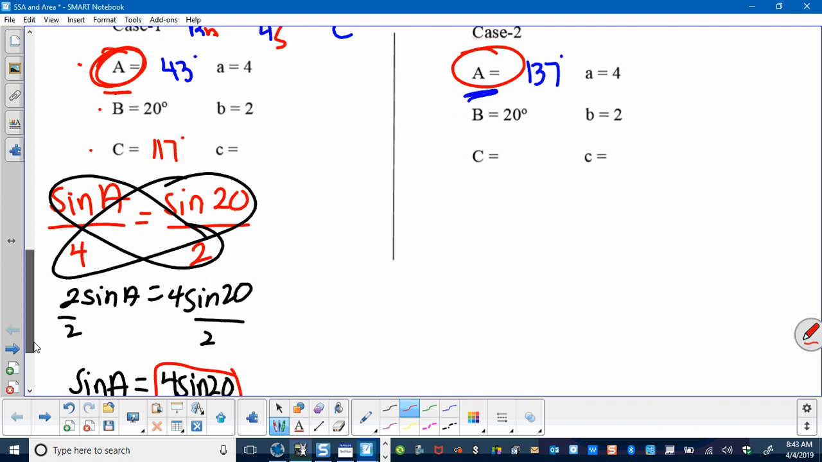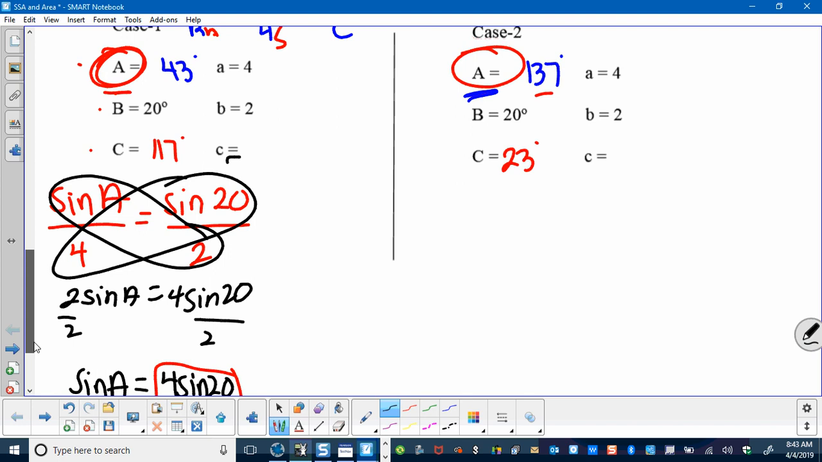Okay, over here, let's do 180 minus 137 minus 20. That'll give me 23 degrees. Also legal, also possible, all positive, only one obtuse angle in a triangle. What's the only thing I'm missing? Oh yeah, little c. You're going to do law of sines again, twice, one for the first case and one for the second case. So if I do law of sines again, I'm looking for c.